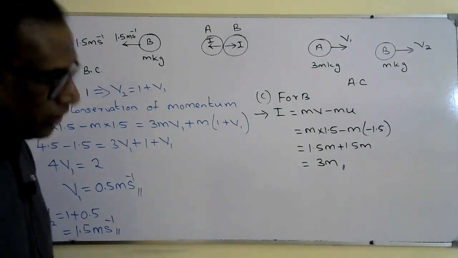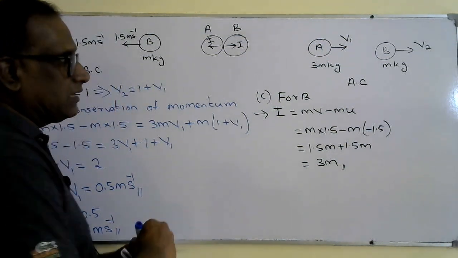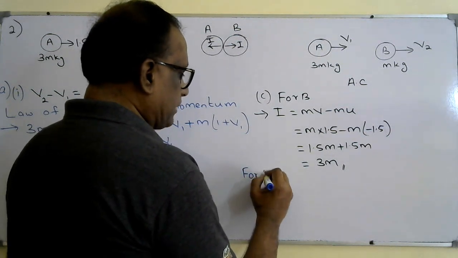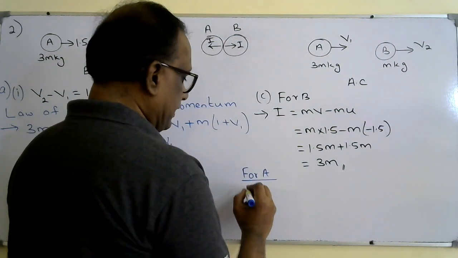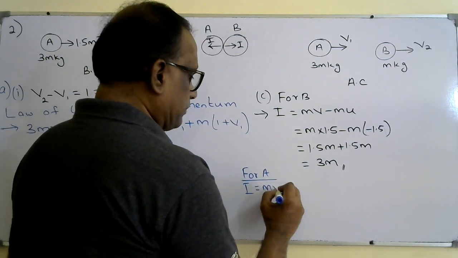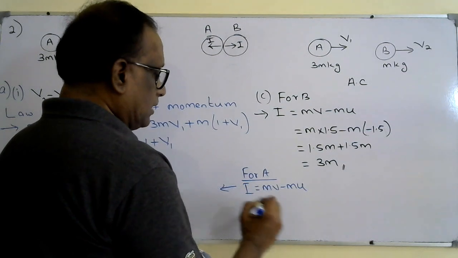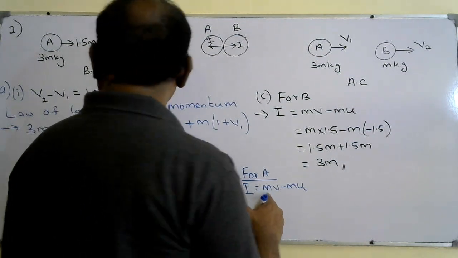But if you do it for A also, not necessary, I'll just check it. For A, if I do it, you will get the same answer. For A, if I use the same equation, I equals mv minus mu, the impulse experienced by A is towards left. So the mass of A is 3m.